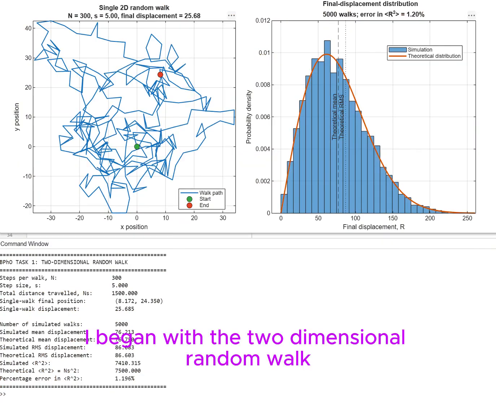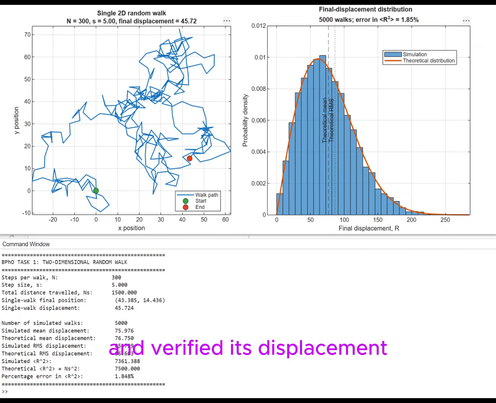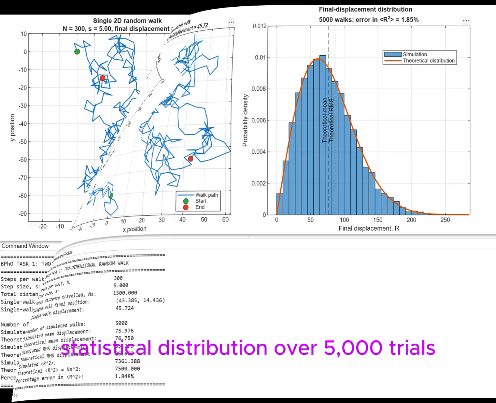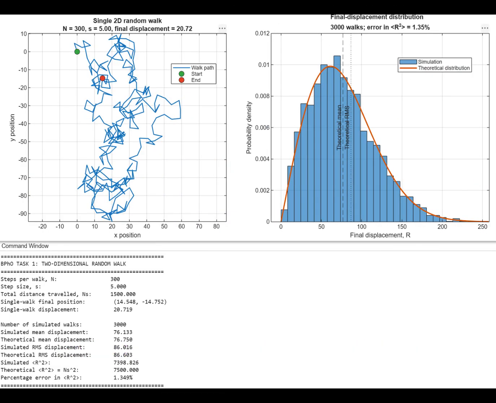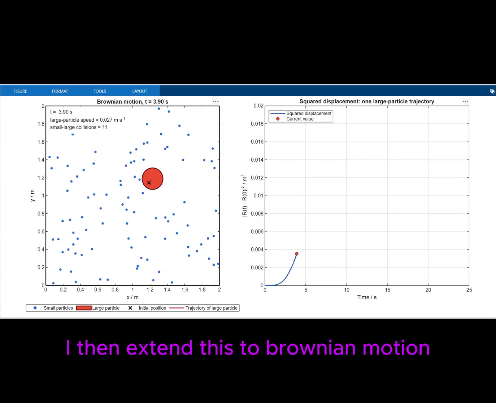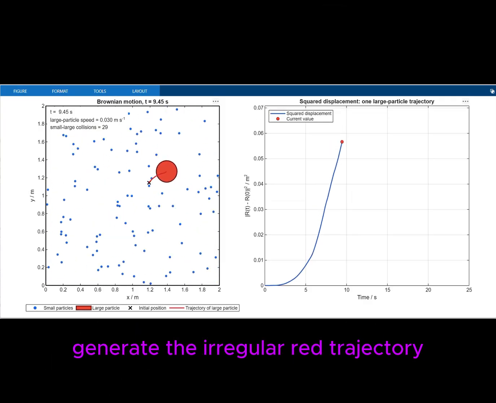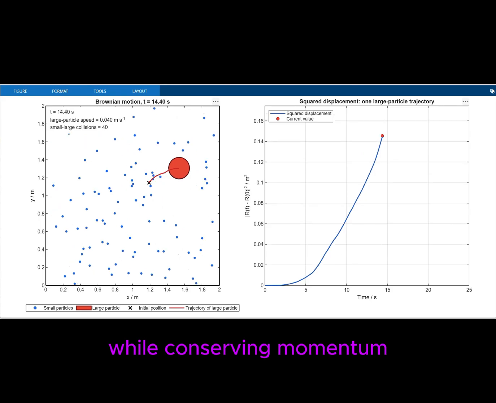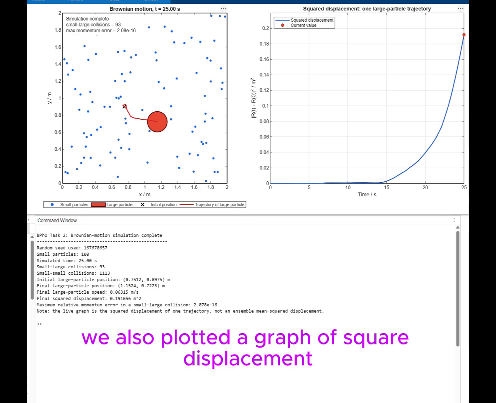I began with the 2-dimensional random walk and verified its displacement statistical distribution over 5,000 trials. I then extended this to Brownian motion. Elastic collisions generate the irregular red trajectory, whilst conserving momentum. We also plotted a graph of square displacement.